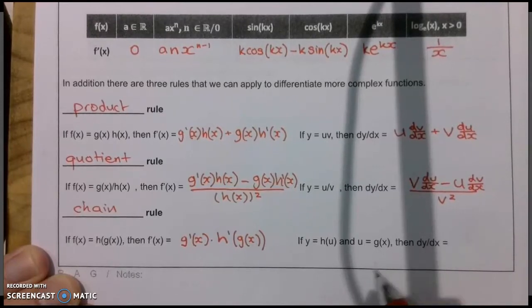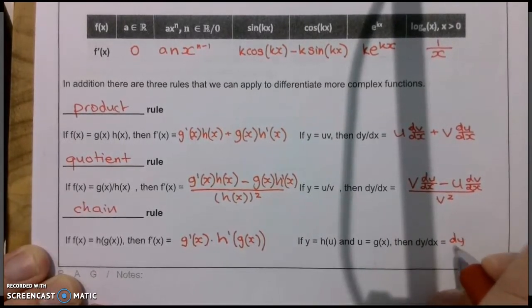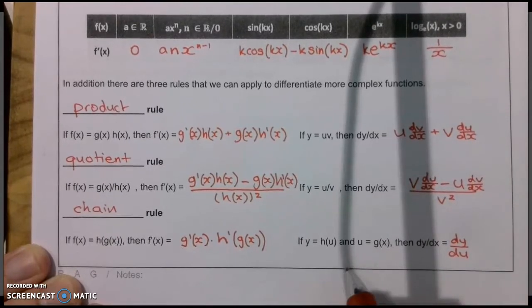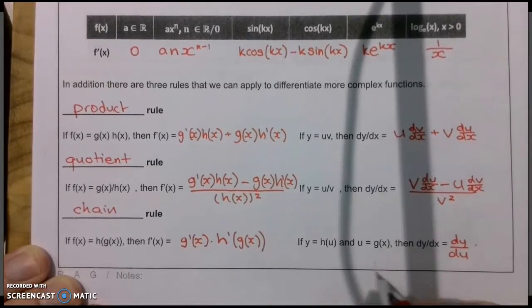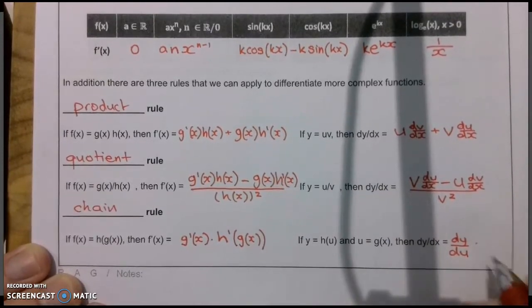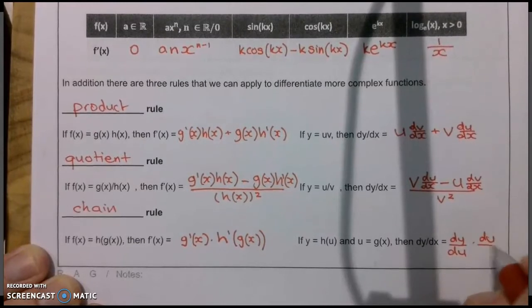A second way of writing this is to actually say, well, look, if y can be rewritten as a function of u, where u is the inside function g of x, then we can actually do the differentiation in two parts. We'll come back to this. We can say that dy by dx is the same as dy by du, so the differentiation of the first function here, multiplied by the derivative of the second function, du by dx.